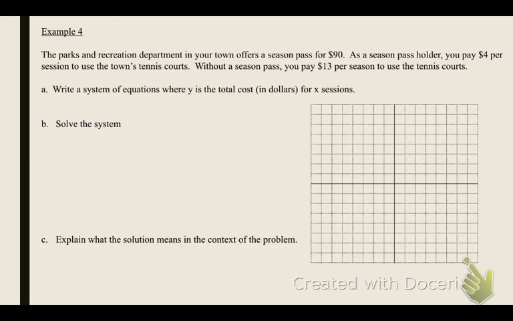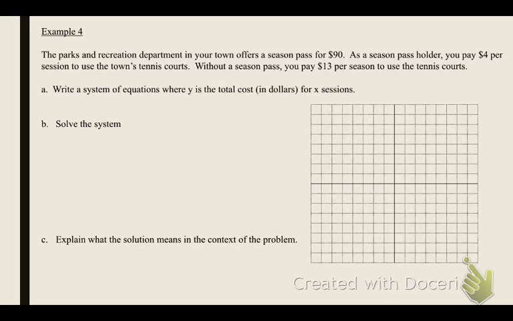Now, let's look at an example of a story problem that we can use a system to solve. It says the Parks and Recreation Department in your town offers a season pass for $90. As a season pass holder, you pay $4 per session to use the town's tennis courts. Without a season pass, you pay $13 to use the tennis courts. So we need to write a system of equations where y is the total cost in dollars for x sessions.